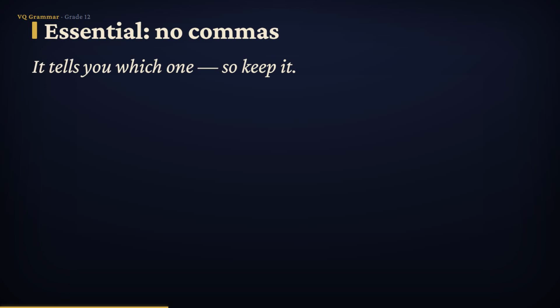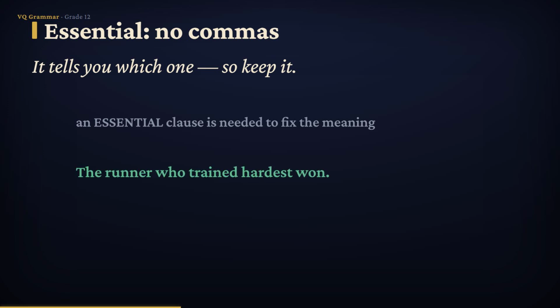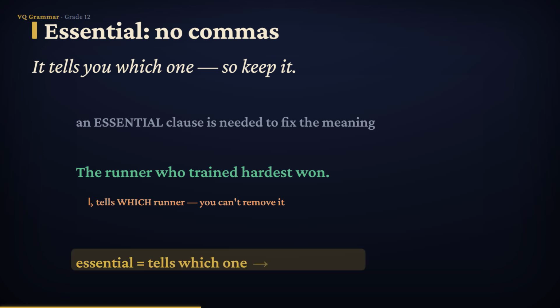Now for the question everyone struggles with, the commas. It comes down to one thing. Does the clause tell you which one? Look at this. The runner who trained hardest won. The clause who trained hardest is doing critical work. It tells us which runner won. Take it out and you're left with the runner won, and we've lost the whole point. Because the sentence truly needs that clause, it is essential, and an essential clause takes no commas at all.